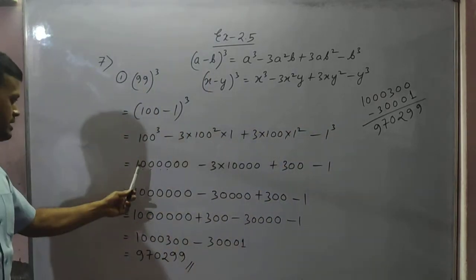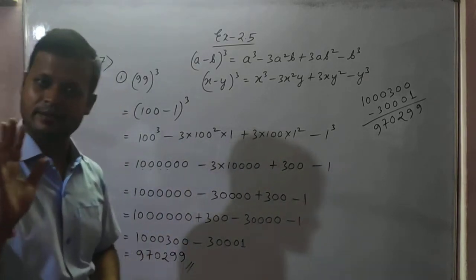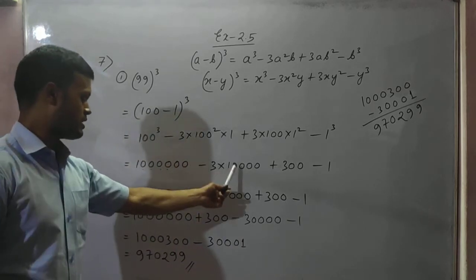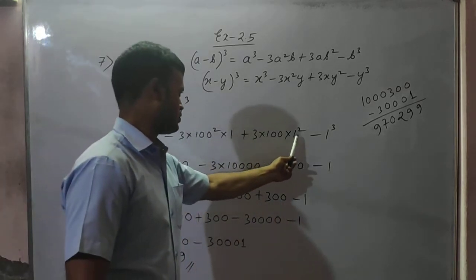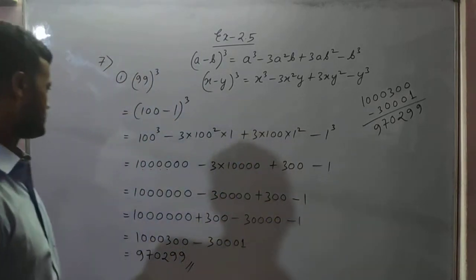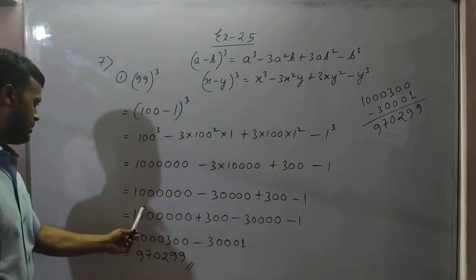So 100 cube means what? 100 into 100 into 100, three times you multiply 100, so after 1, 6 zeros. 100 square means 100 into 100, 10,000. 3 into 100 into 1 square means what? 1 only. So 3 into 100 is 300 minus 1. 1 cube means, students, 1 into 1 into 1, so it will be 1.